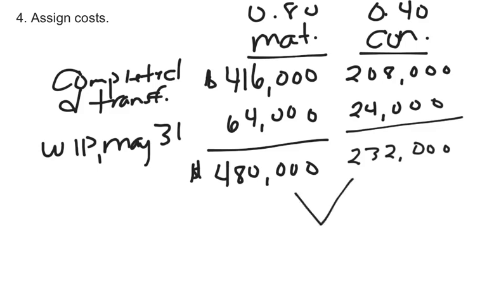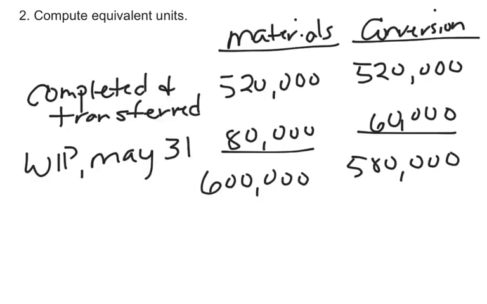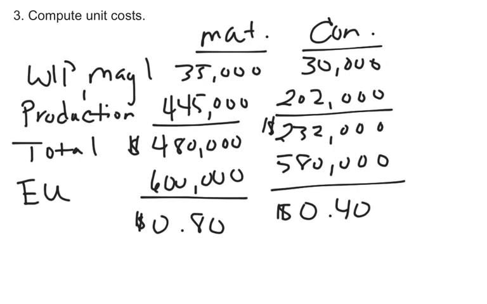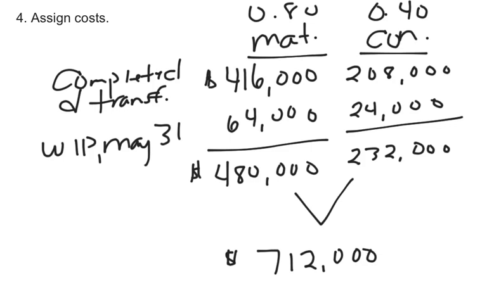Now, if we do a total column, I ran out of room on the page, but if we were to total this up, you can see these two are going to total up to $712,000. And that's good because remember back here, when we added up all of our total costs, we added up to $712,000. If we can't tie back, somehow we haven't assigned out all the costs. We need to assign out all of those on some basis. Our basis is equivalent units.